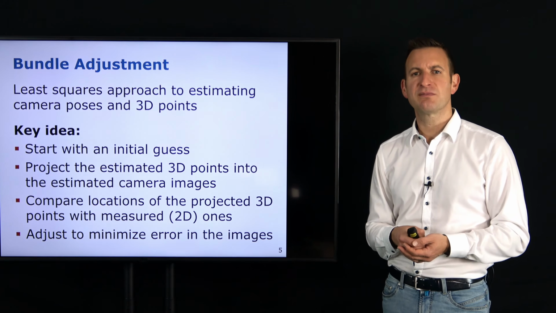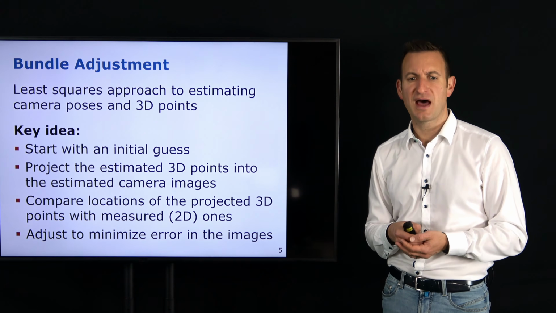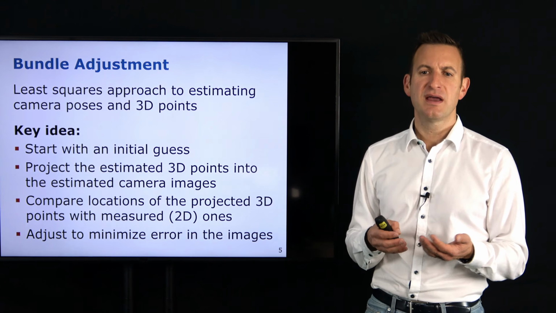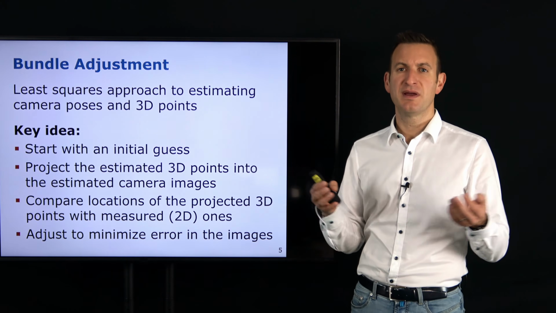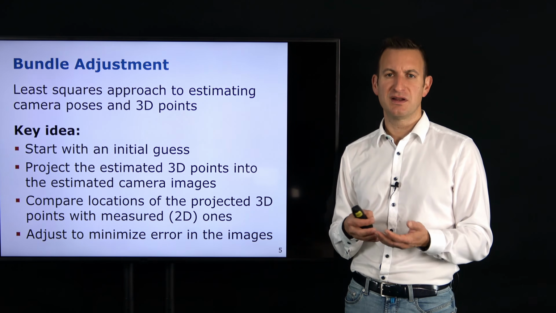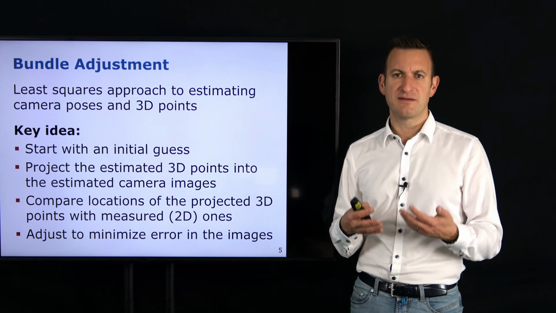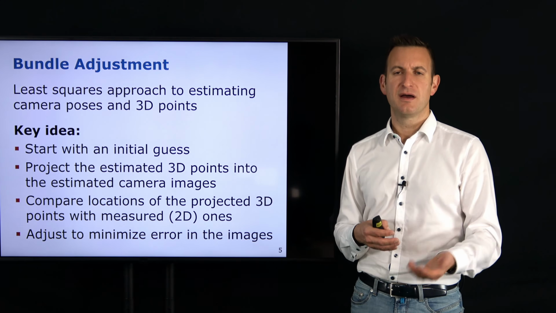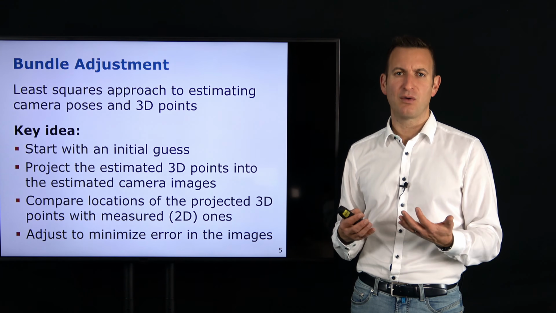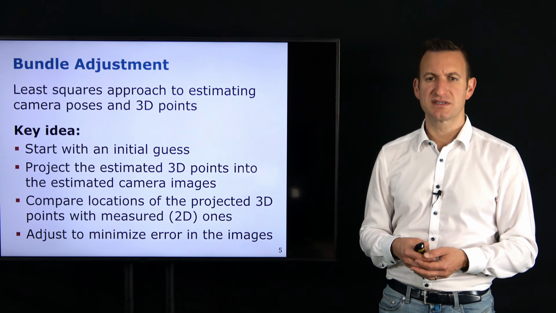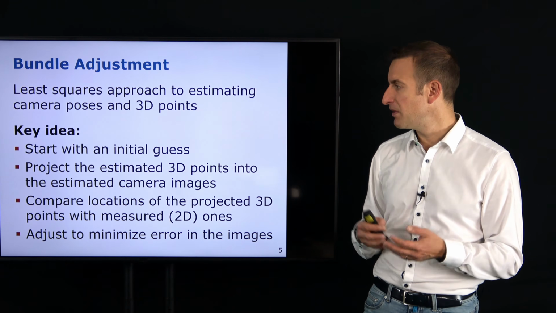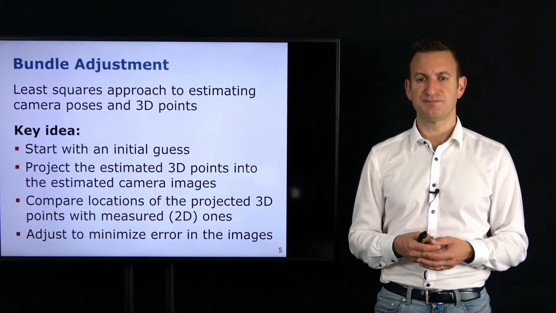What the bundle adjustment problem does is try to solve this task in a least squares fashion. That means we are setting up a least squares problem, which leads us to a system of linear equations that we need to solve. And this provides us with a new estimate of our camera orientations and our point coordinates. As it is a nonlinear problem, it's something that we need to iterate.